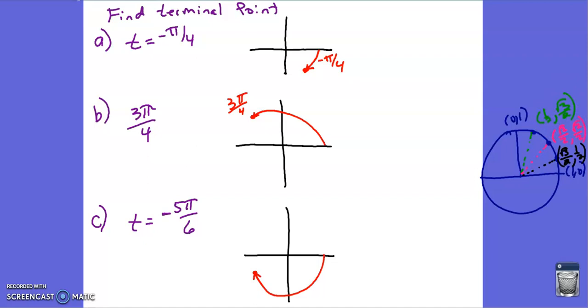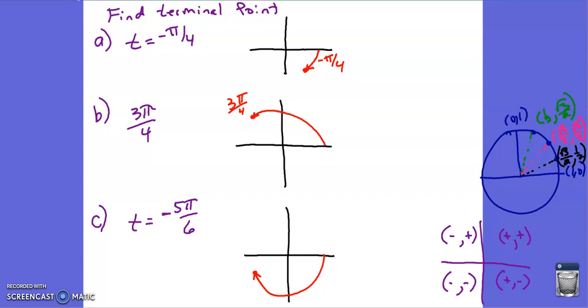The reason why that's going to help us is because that's in quadrant 1. Keep in mind also, with the first, second, third, and fourth quadrants, in quadrant 1 the x and the y are both positive. Over here, the x's are negative but the y's are positive. Over here, both the x's and the y's are negative. And over here, the x's are positive and the y's are negative. So just keep that in mind when you're graphing this.